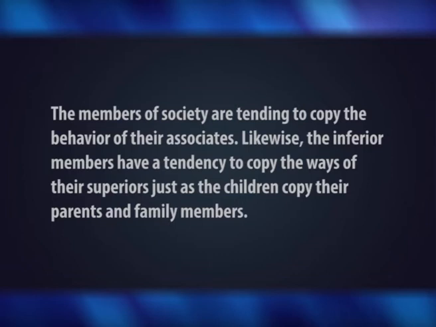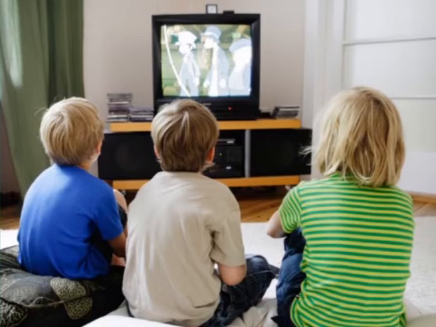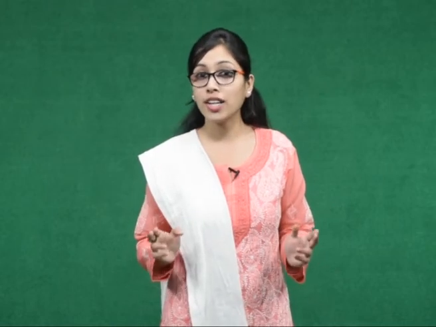Likewise, the inferior members have a tendency to copy the ways of their superiors, just as the children copy their parents and family members. Consequently, the criminal novices have a trend to imitate the acts of habitual criminals, leading them into criminality. The effect of imitation is worst on youngsters who are prone to fall easy prey to criminality. Predominantly, the influence of movies, cinema and television is so great on teenagers that it distorts their mind and actions, eventually causing delinquency. Thus, there is substantial truth in Tarde's assertion that crime, like other social happenings, starts as a trend and turns into custom.